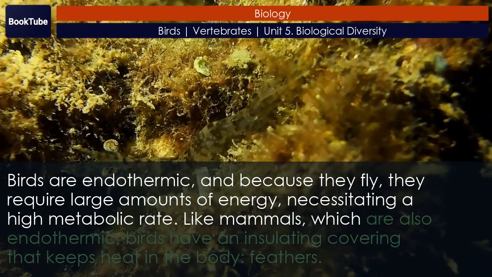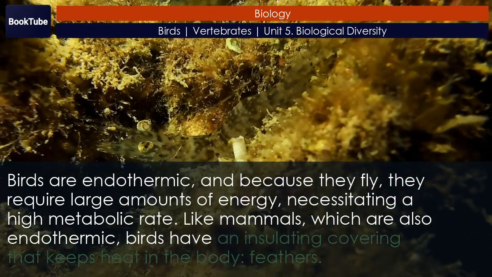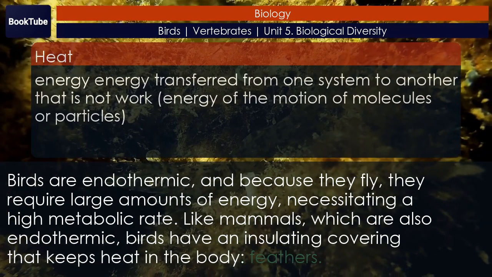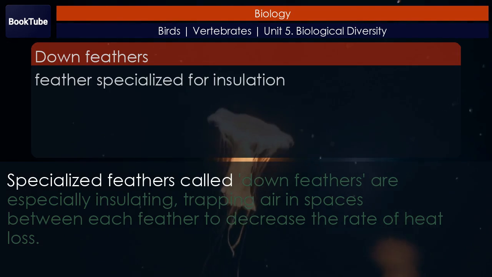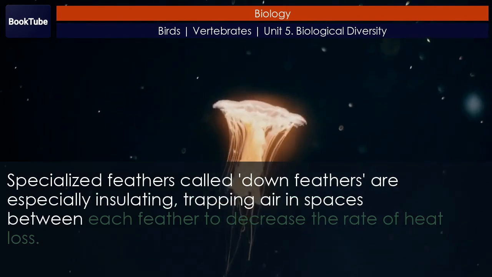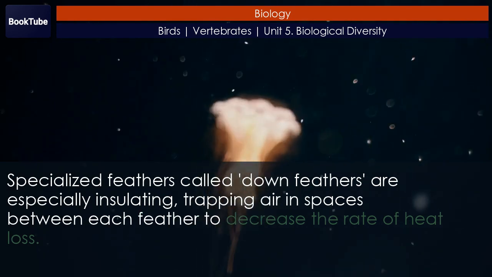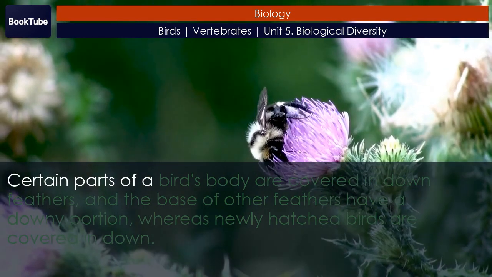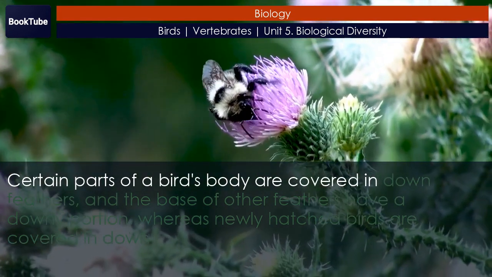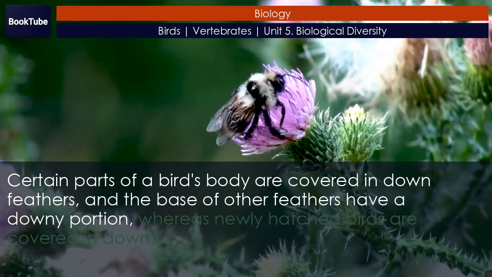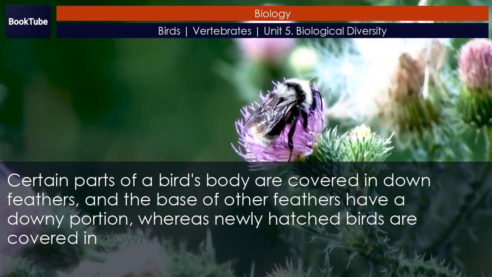Like mammals, which are also endothermic, birds have an insulating covering that keeps heat in the body: feathers. Specialized feathers called down feathers are especially insulating, trapping air in spaces between each feather to decrease the rate of heat loss. Certain parts of a bird's body are covered in down feathers, and the base of other feathers have a downy portion, whereas newly hatched birds are covered in down.